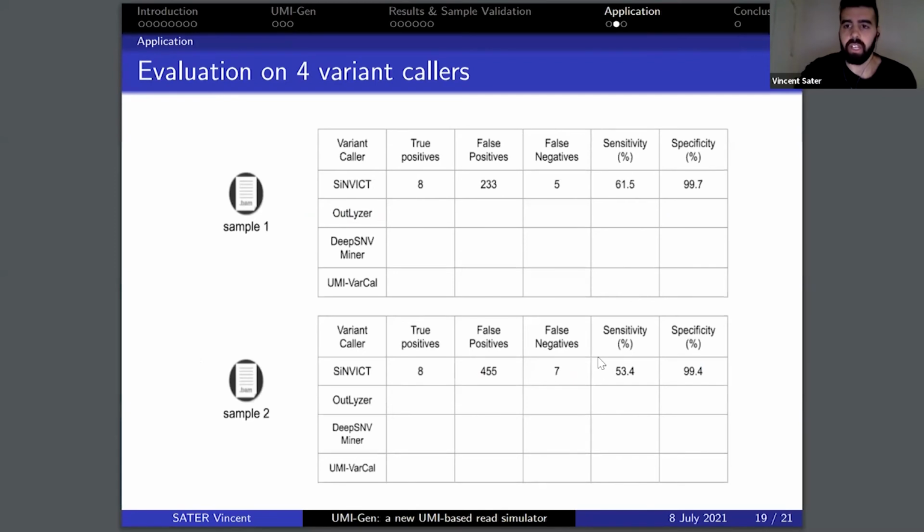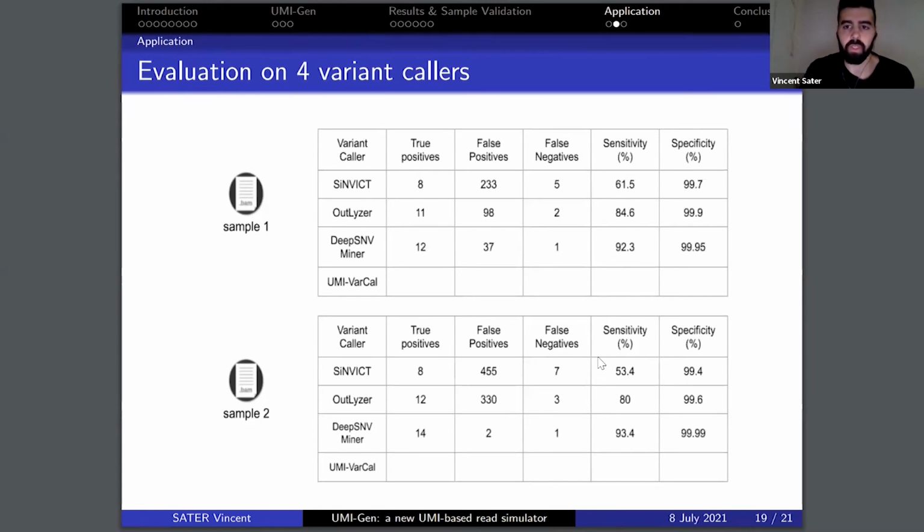SymVict and Outlier had a fairly good performance on both samples. SymVict was able to detect 8 of the 13 and 8 of the 15 variants in sample 1 and 2 respectively, while Outlier managed to detect 11 of the 13 and 12 of the 15 variants on the same sample. However, the number of false positives was really high for both tools, especially when the depth increased.